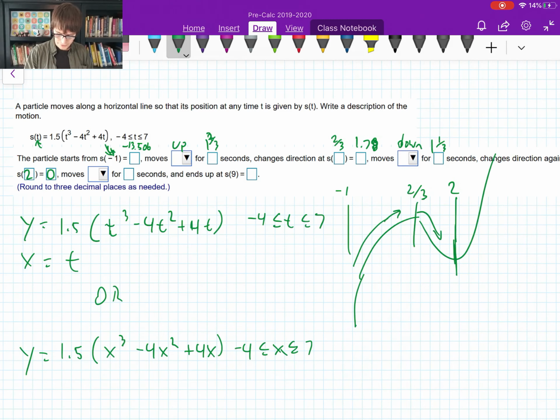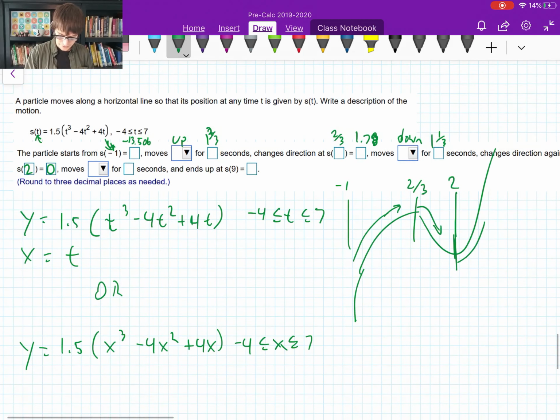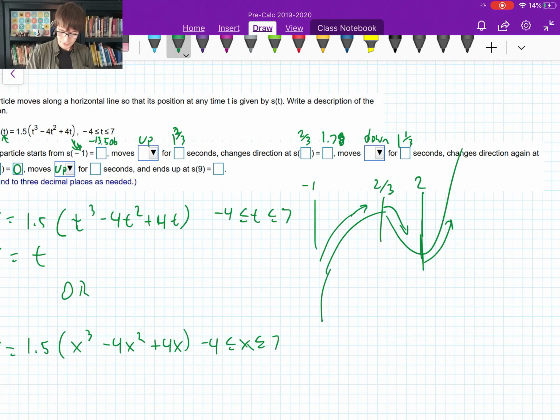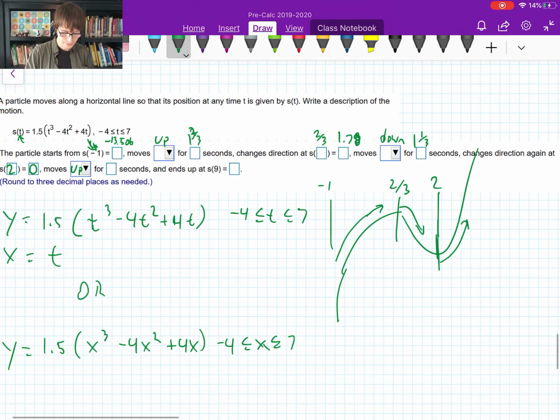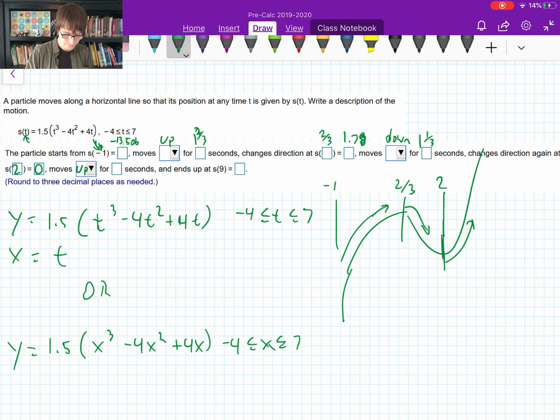And then what does it do? After it goes down, it goes up again. How many seconds does it go up for? It goes up until we hit the end. It goes from 2 all the way to the end. S of 9 is where they say the endpoint is.